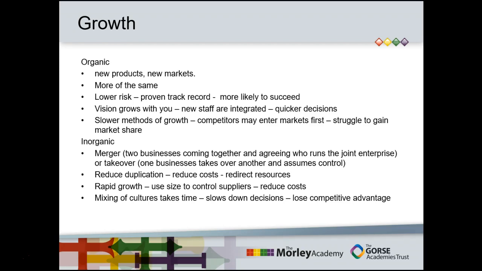One of the big disadvantages of inorganic growth is that this mixing of cultures takes time. Either a merger or takeover often fails, and one of the reasons that they fail is because the way, the vision, the identity, the way the two organisations have been run historically, don't mix together well, and as a result, decisions can get really slowed down. People aren't quite sure what they're supposed to be doing, the way they're supposed to make those decisions, and as a result, you can start to lose that competitive advantage.